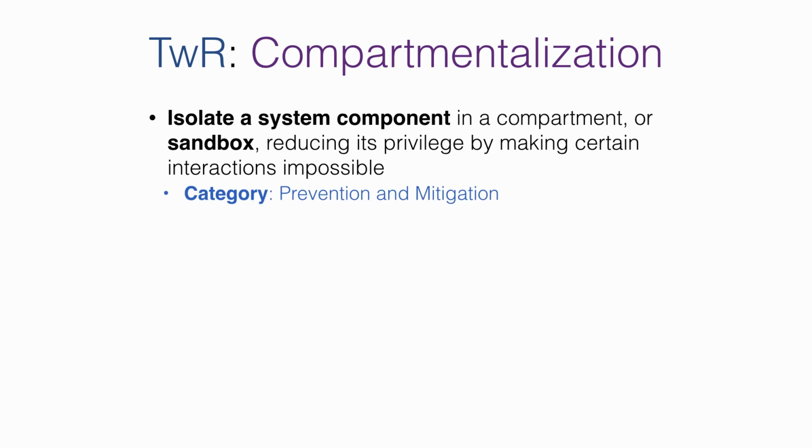The last design principle that we'll consider that has the flavor of trust with reluctance is compartmentalization. This design principle suggests that we should isolate system components in a compartment or sandbox and thereby reduce the privilege of those components by making certain interactions or operations impossible. In this way, we can prevent bad things, that is, those only enabled by the operations that we're not allowing, and we can mitigate the results of an attack by preventing the compromised code from doing anything beyond what the sandbox would allow.